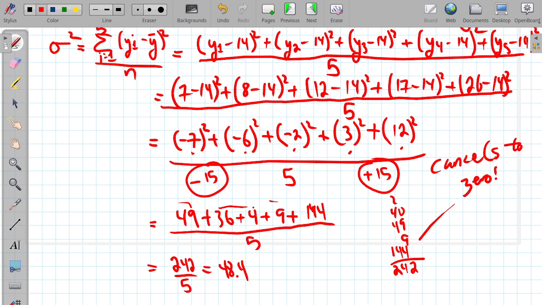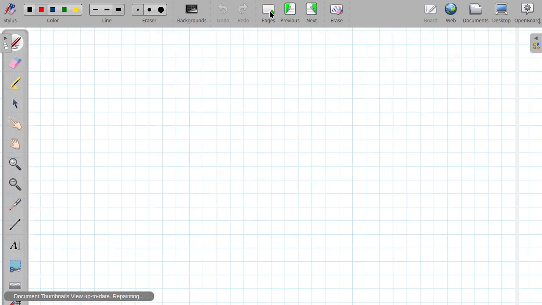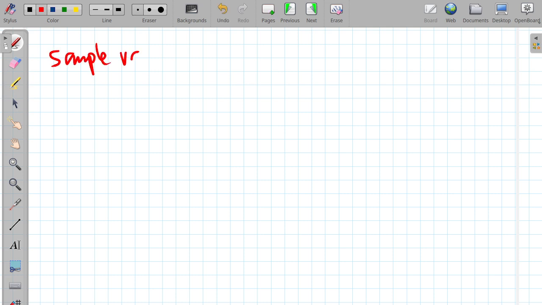In most introduction to statistics courses, we don't usually do this one because we're very focused on analyzing sample data, which is what we're going to do on the next page. So let's do that. Let's move over. I'll add a new slide for that. So now we want sample variance.